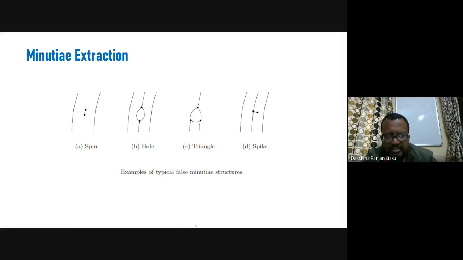But in the case of a hole, a spike, or a spur, we can easily identify the false minutiae structure. In the case of a triangle, it is difficult to identify whether this is a false minutiae structure or false minutiae point. So this type of structure may be included in the set of legitimate minutiae points. Some spurious points may always be there. This is not a big issue, but most of the points will be legitimate minutiae points.